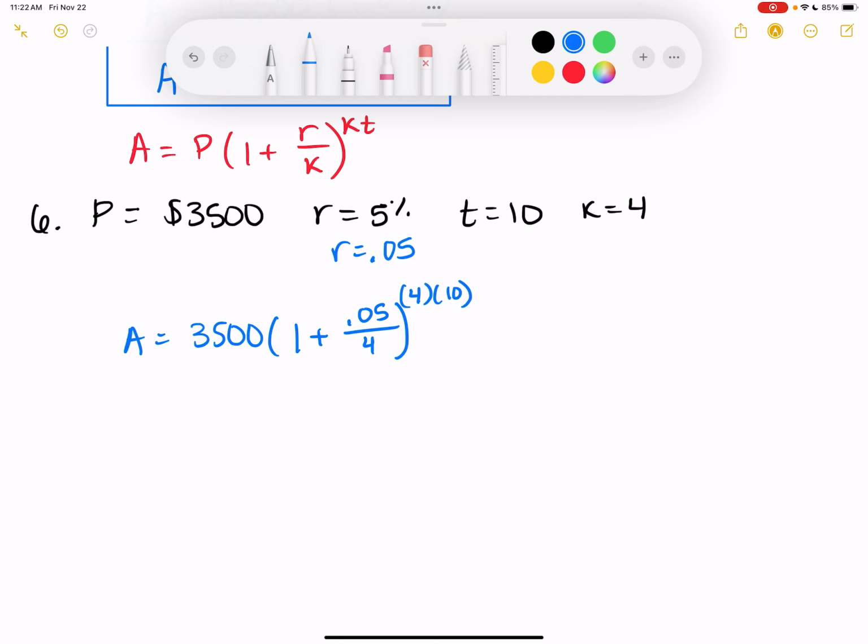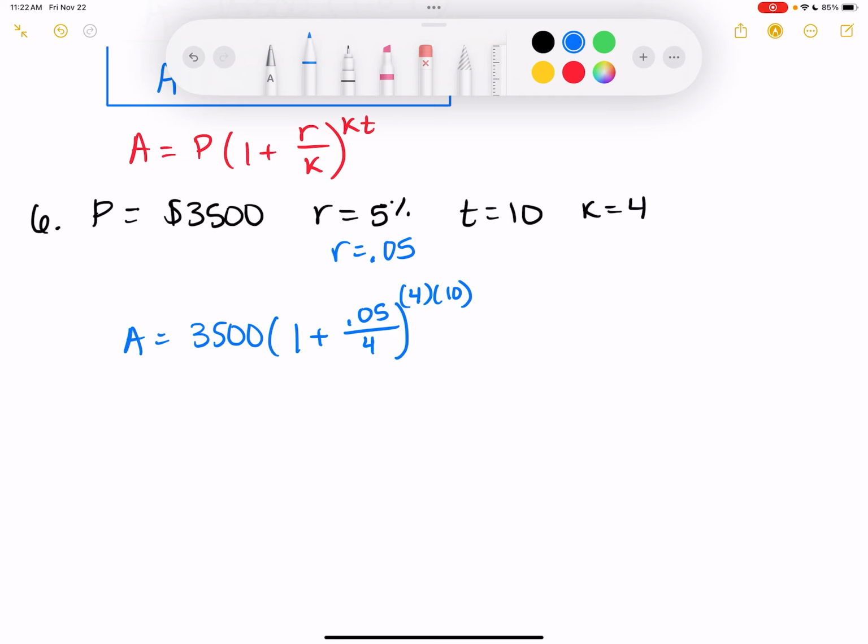Alpha y equals allows you to type in a fraction. If you don't have that option, or you don't want to do it that way, you need to make sure you put parentheses around the 0.05 divided by 4, because otherwise it's going to be like 1 plus 0.05, then it's going to take that number and divide by 4. So you need to make sure you put parentheses around it if you're not going to do it this way.